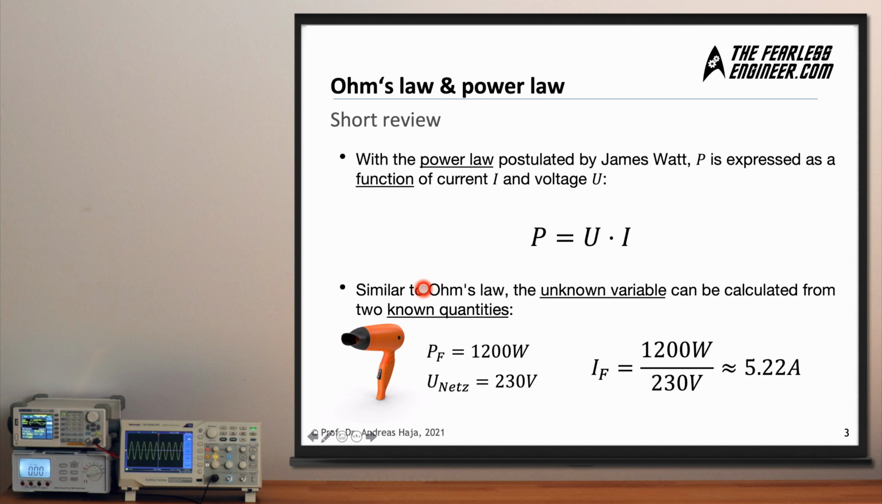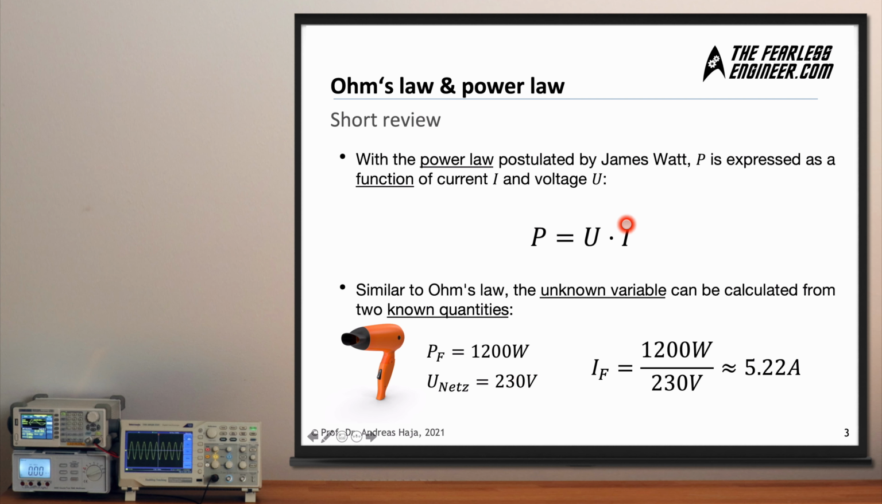Similar to Ohm's law, which states that the voltage is the product of resistance and current, something we discussed in a previous video, one unknown variable in the power law can be calculated from two known quantities. Let's make a quick example here. Let's say we have a hairdryer which has a power rating of 1200 watts, and we know that the voltage from the wall socket is 230 volts.